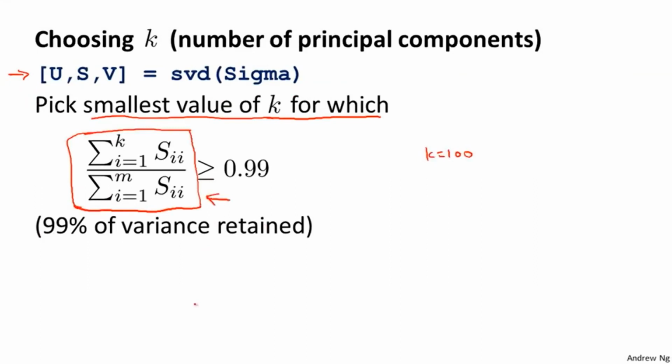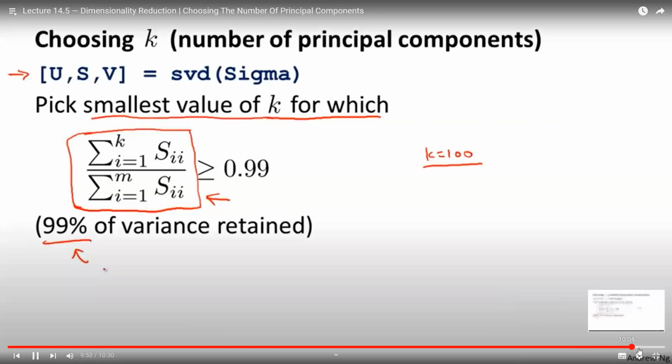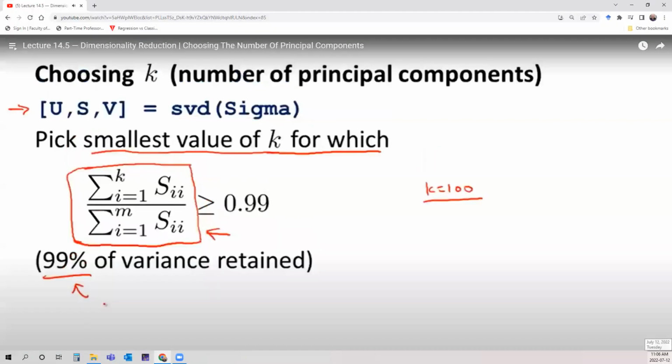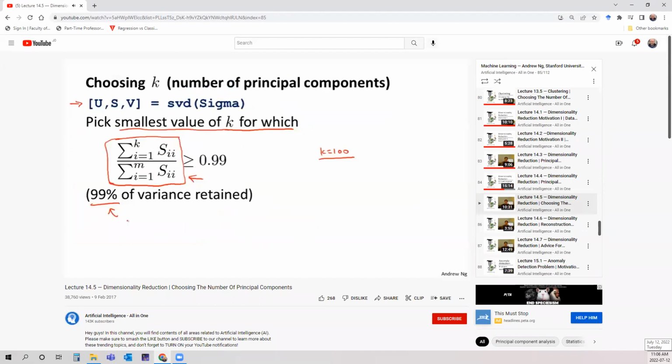And if you report that number, then people that are familiar with PCA can use this to try to get a good understanding of how well your 100-dimensional representation is approximating your original data set, because it's 99% of variance retained. That's really a measure of your squared reconstruction error, that ratio being at most 0.01, and this gives people a good intuitive sense of whether your implementation of PCA is finding a good approximation of your original data set. So hopefully that gives you an efficient procedure for choosing the number k, for choosing what dimension to reduce your data to.